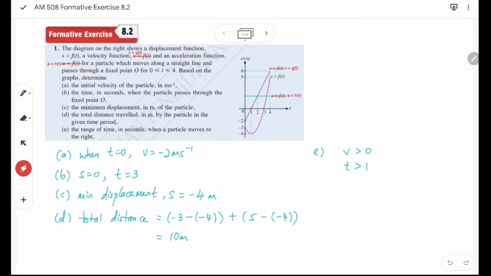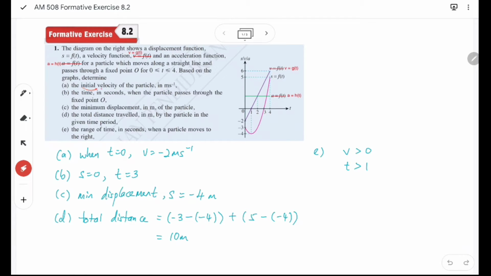Number 1. The diagram on the right shows a displacement function s equals f(t), a velocity function v equals g(t), and an acceleration function a equals h(t) for a particle which moves along a straight line and passes through a fixed point O for t from 0 to 4. Based on the graph, determine (a) the initial velocity of the particle.